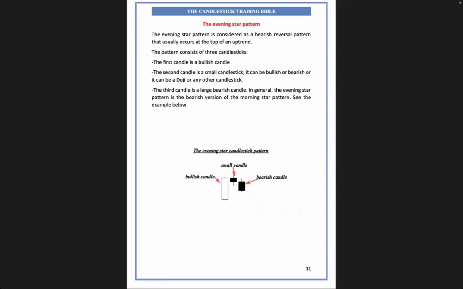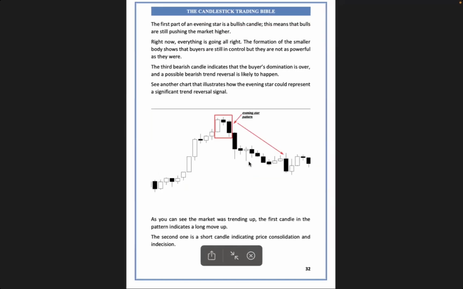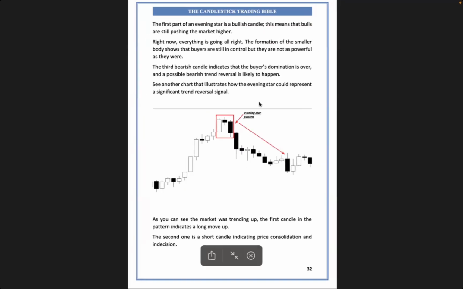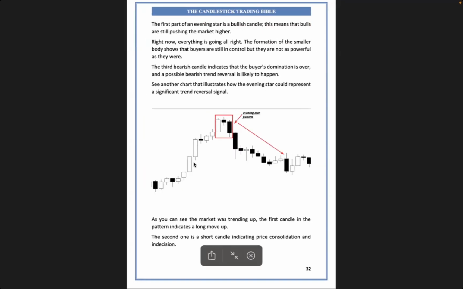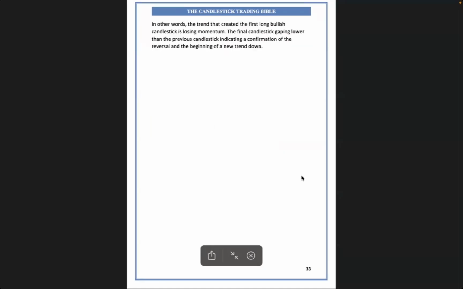So let's go into the charts right away. You can see the evening star at the end of an uptrend, and then it causes the downtrend.